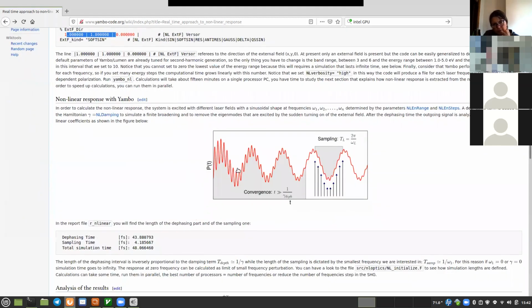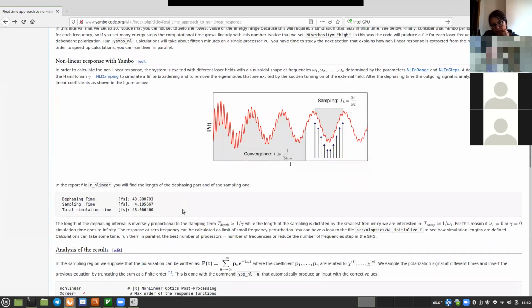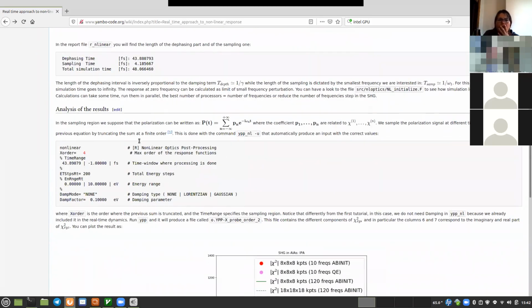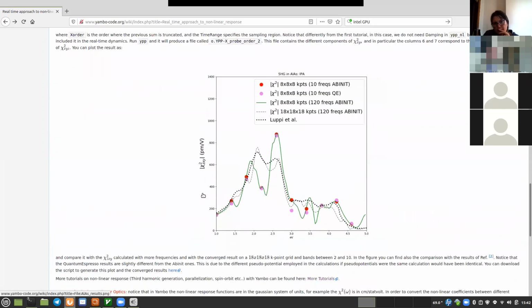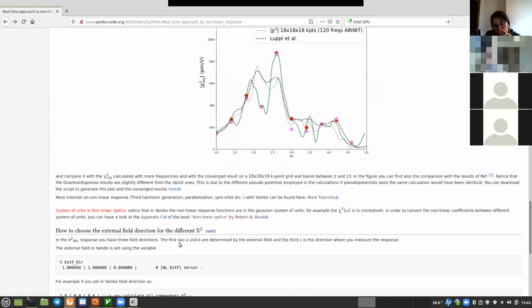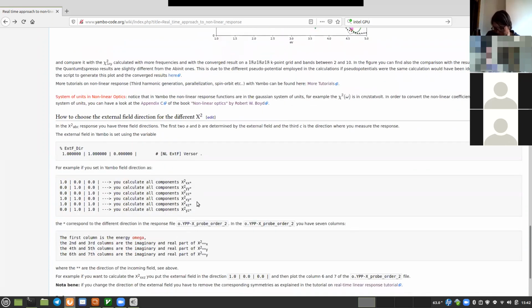So you simulate to get something like this, where there is a large oscillation for the linear response and a small oscillation for the nonlinear. Then in YPP, there is a tool to analyze the response. The polarization is approximated with a many-oscillation term, and this tool extracts the different coefficients, and you get the nice spectra that you see here. That is the nonlinear response, in this case of aluminum arsenide, compared with other calculations, and with converged k-points, and so on.